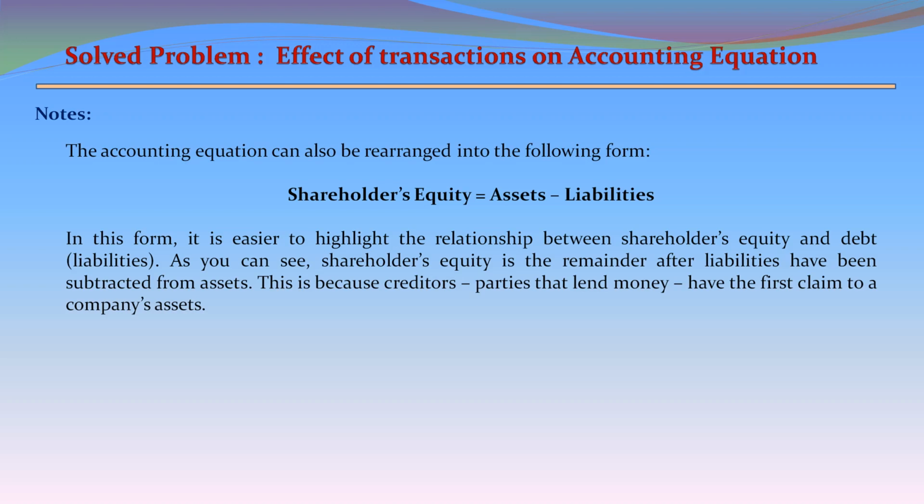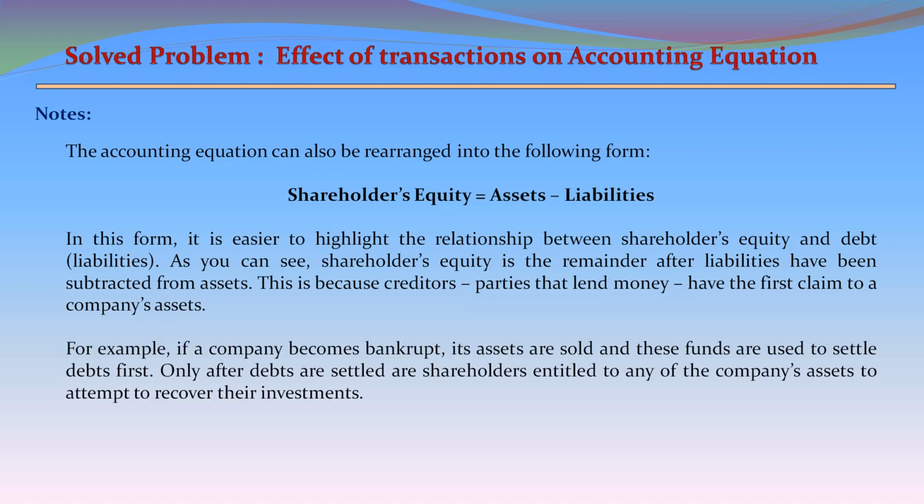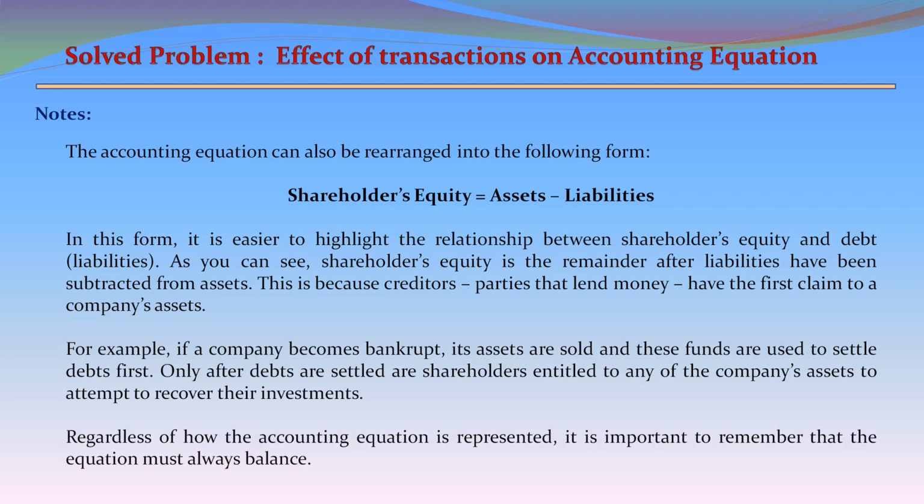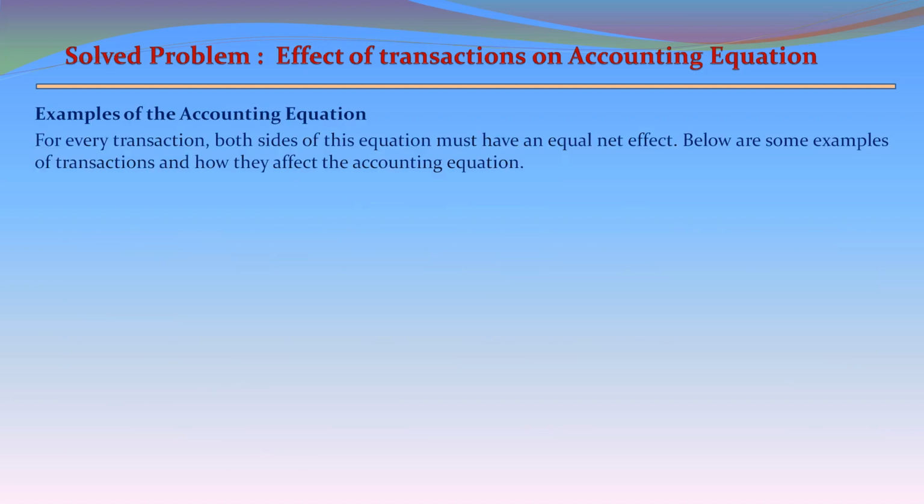This is because creditors, parties that lend money, have the first claim to a company's assets. For example, if a company becomes bankrupt, its assets are sold and these funds are used to settle debts first. Only after debts are settled are shareholders entitled to any of the company's assets to attempt to recover their investments. Regardless of how the accounting equation is represented, it is important to remember that the equation must always be balanced.